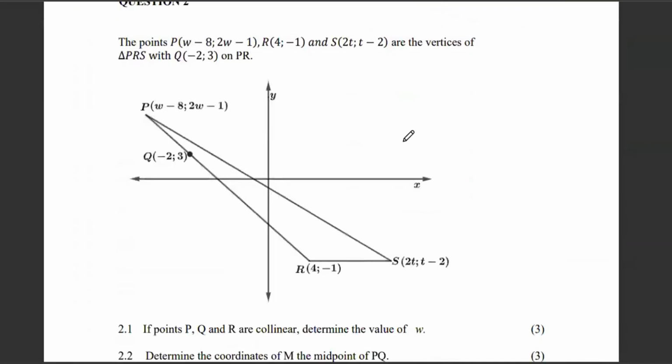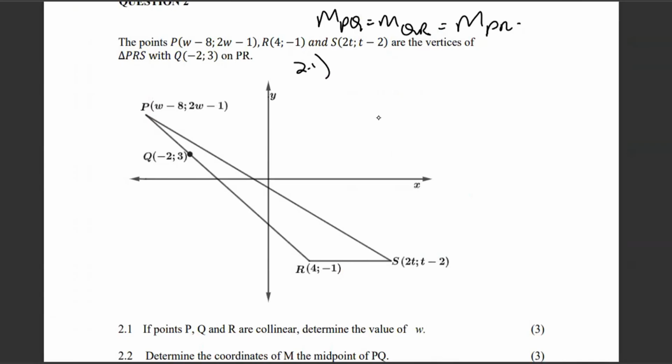Okay, question 2. We have points P, R, and S are vertices of a triangle with Q being that. Then 2.1. If P, Q, and R are collinear, determine the value W. So collinear simply means they are on the same line and the gradients will have to be the same. So the gradient of PQ should be the same as the gradient of QR, which is also the gradient of PR. Okay, so either way.